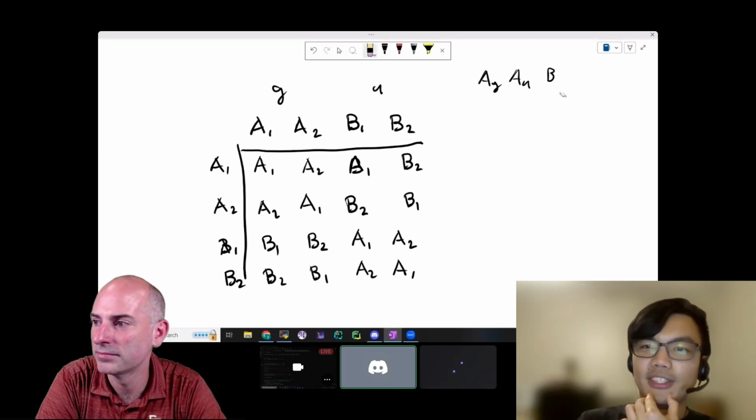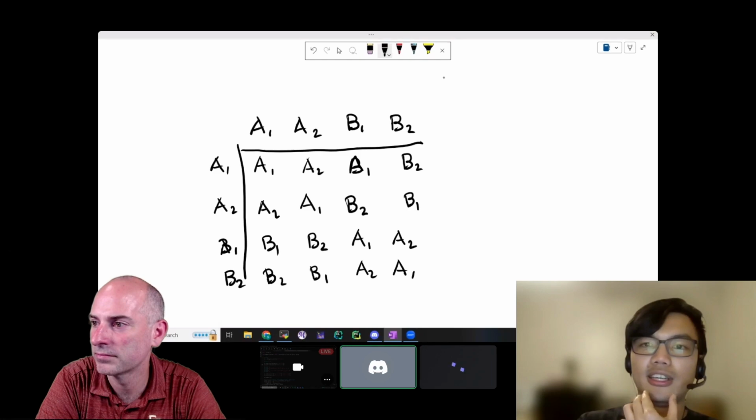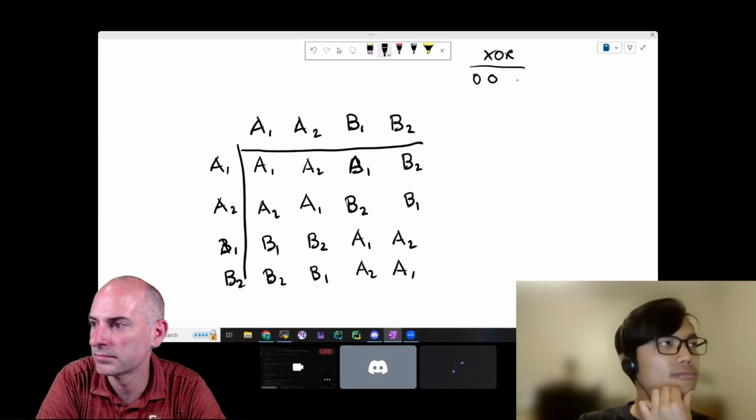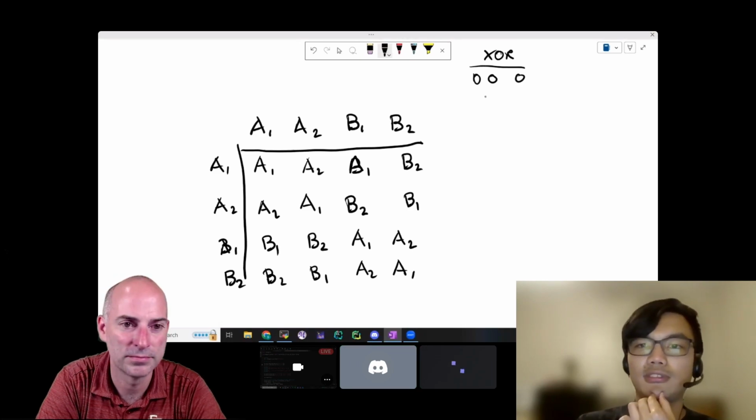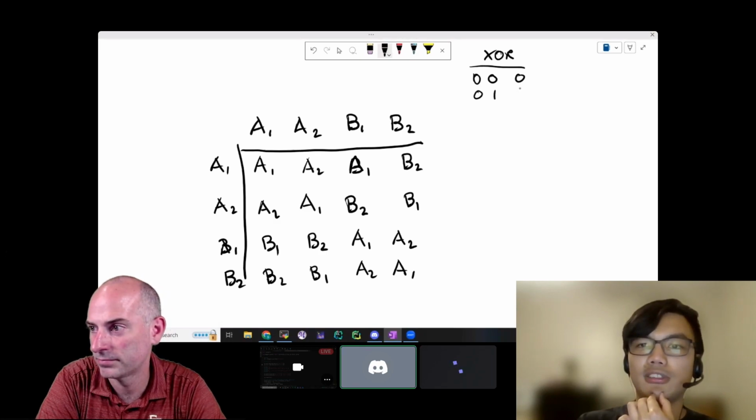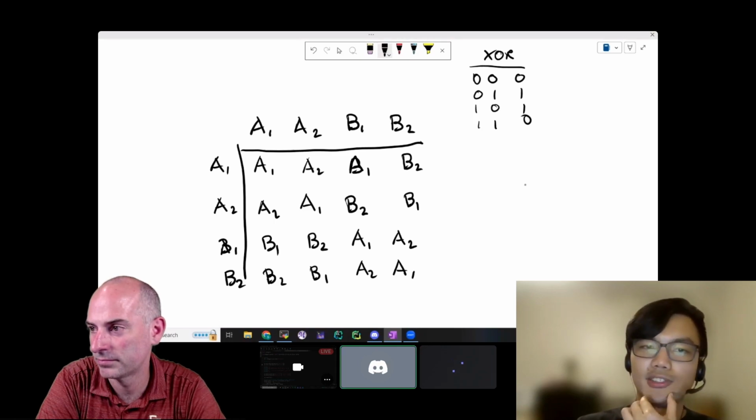Anyway, let's do an XOR table. So, binary XOR: if I have 0, 0, exclusive OR, this gives me 0. 0, 1 gives me 1, 1, 0 gives me 1, and 1, 1 gives me 0. All right, so let's do the XOR table for 0, 1, 2, 3, which is going to be 0, 0, 0, 1, 1, 0, and 1, 1.